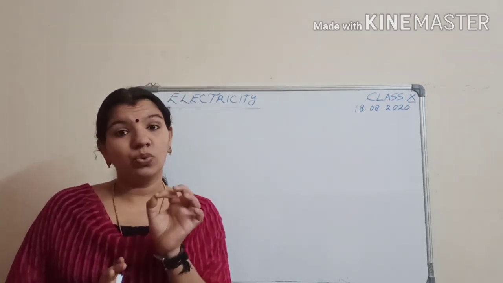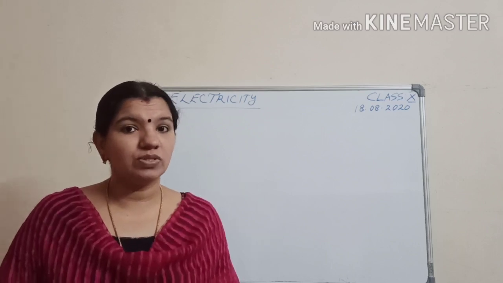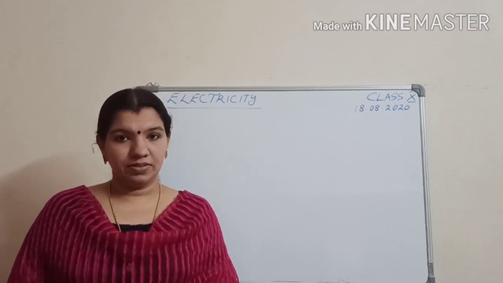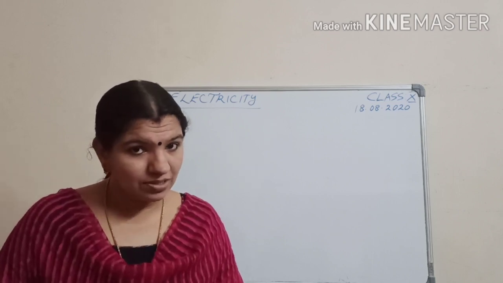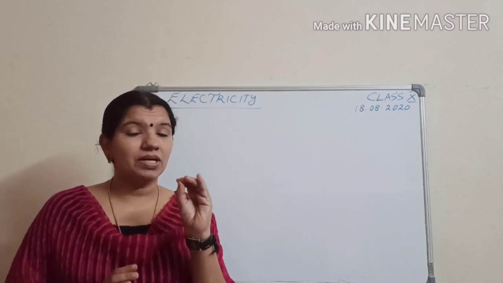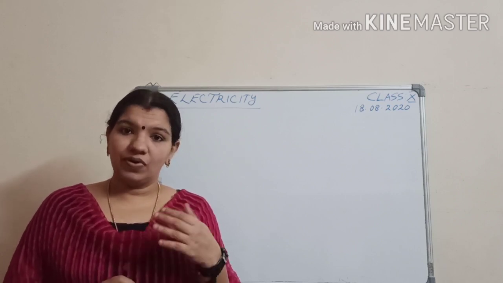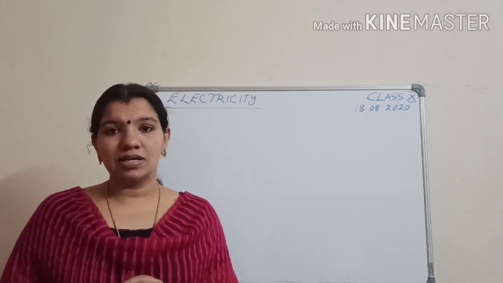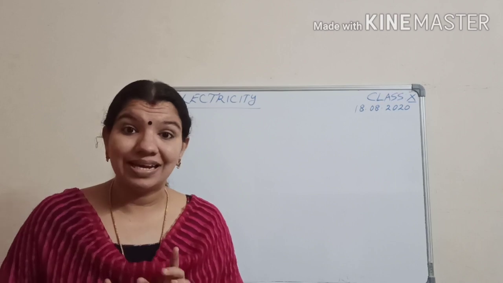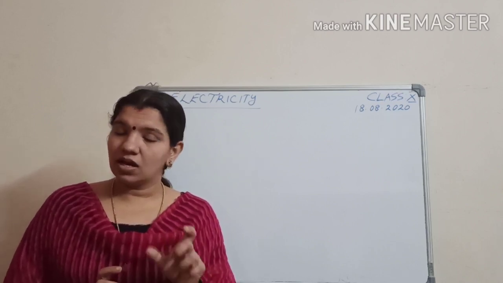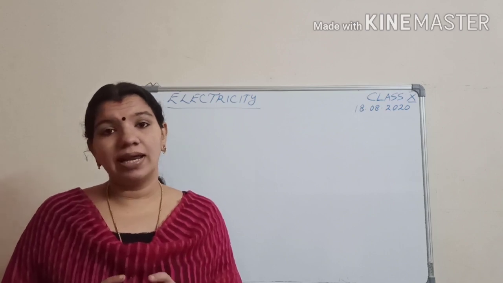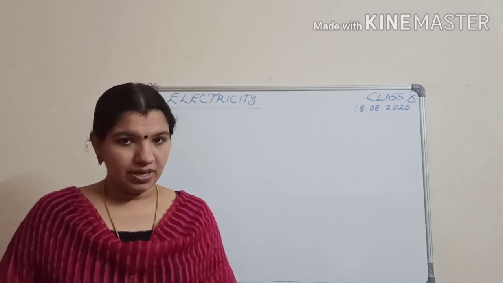Then the unit of resistivity, very important. What is the SI unit of resistivity? It is ohm meter. Now resistivity is a characteristic constant. That means it doesn't depend upon length and area. When length is increased or when area is increased, there is no effect on resistivity. Only resistance changes. But resistivity depends upon the nature of the material and temperature.